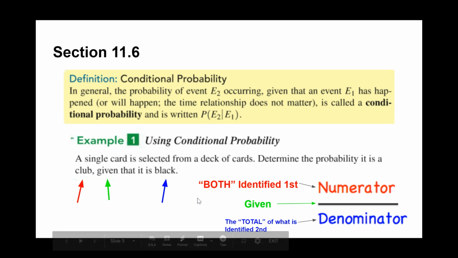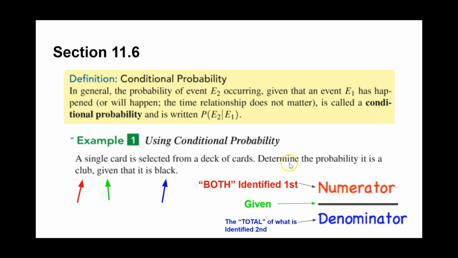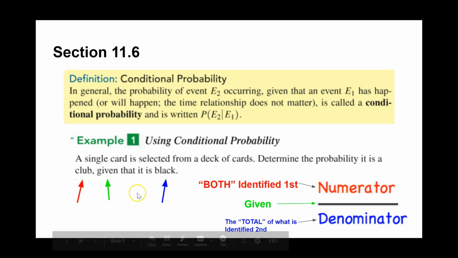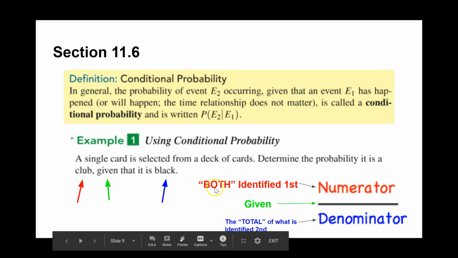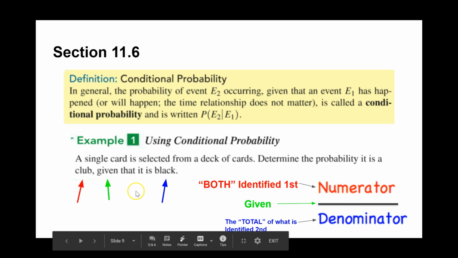So let's look at an example. A single card is selected from a deck of cards. Determine the probability that it's a club given that it is black. So here's the word given, so this is where we write our bar. Club came first. Remember, we're talking about both club and black, so you have to identify the two things and make sure that both go together for the numerator.